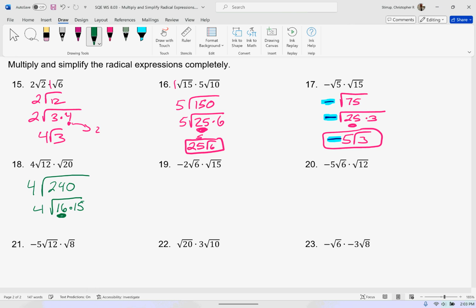Hey, what's the square root of 16? 4. What does that 4 do with the outside 4? So I get 16 root 15. Agree? Because that gave me a 4. All right.